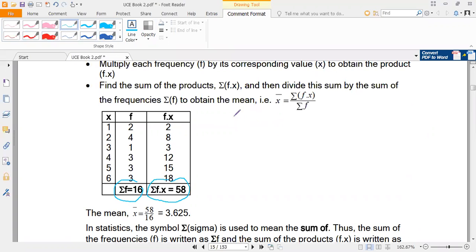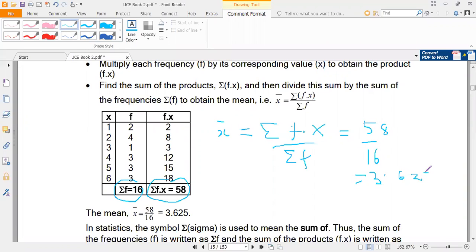So after getting that, we can now go ahead and find the mean using the formula. Mean is given by the summation of fx or xf, depending on how you've written it, divided by the summation of frequencies. So in this case, the summation of fx is 58. I will divide it by the summation of frequencies, which is 18, and then we get the mean as 3.625, and this is to 3 decimal places.